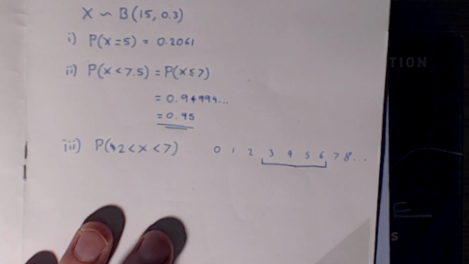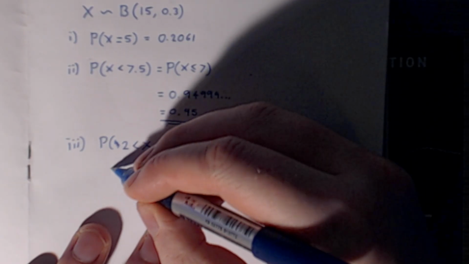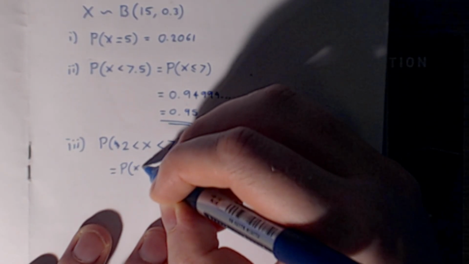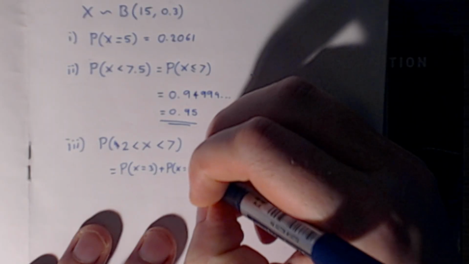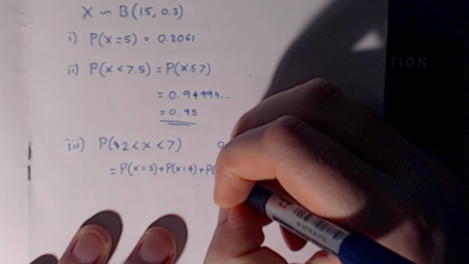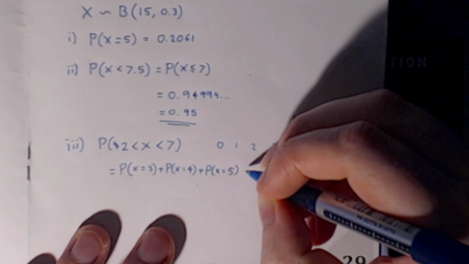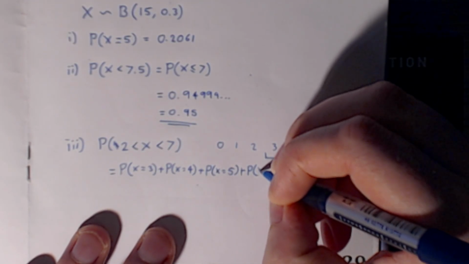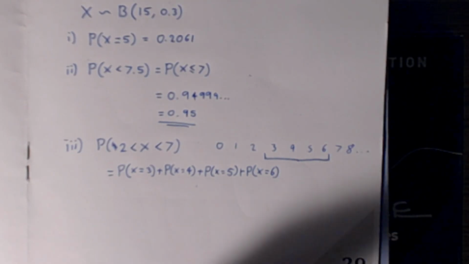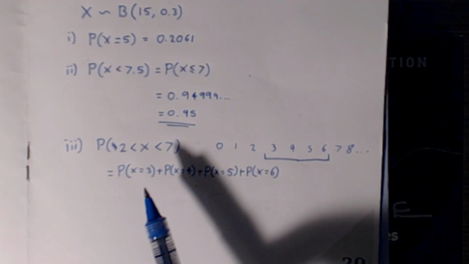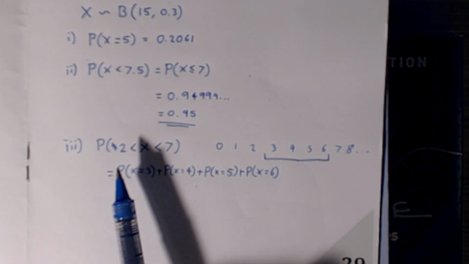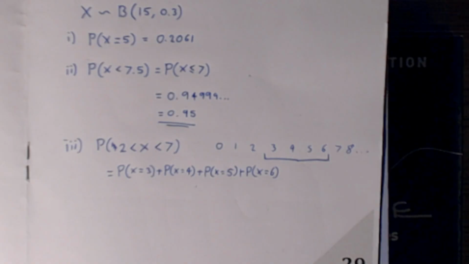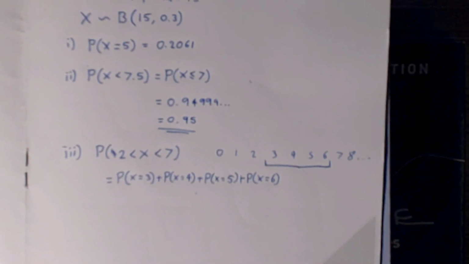Now we could take the brute force approach. We could say this is going to be equal to the probability that x is equal to 3, plus the probability that x equals 4, plus 5 and 6. And that would get us the answer. But that's quite tedious. That's four calculations we need to do, and we have to add them all correctly. And if it was an even bigger range, say 3 to 12, that's quite a lot of calculation. So we might want a slightly quicker way.